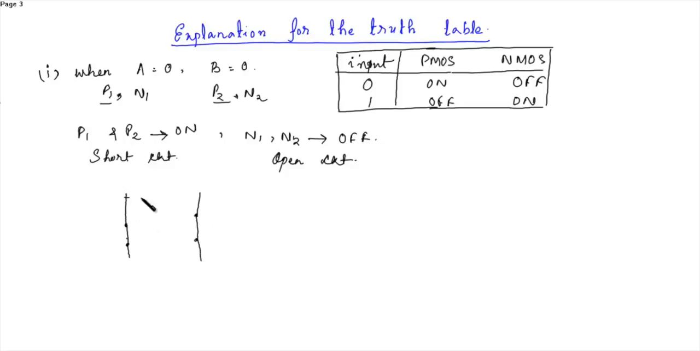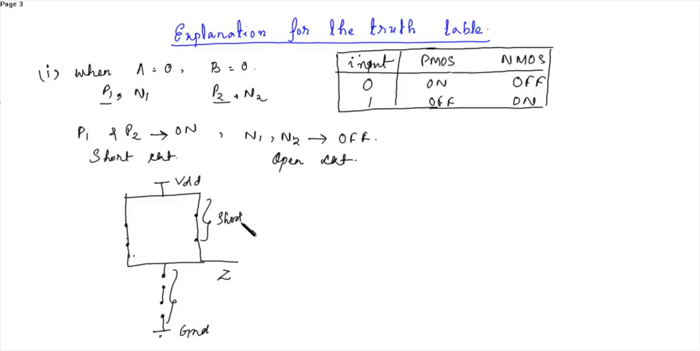Similarly, over here, this is connected to VDD. And these two remain open circuited, connected to ground. So the output is at Z. Certainly, since these are open circuit, and these are short circuited and this is open circuited, even this is short circuited, and they are in parallel. So if they are in parallel, when either of these is short circuited, the output will be driven as VDD.